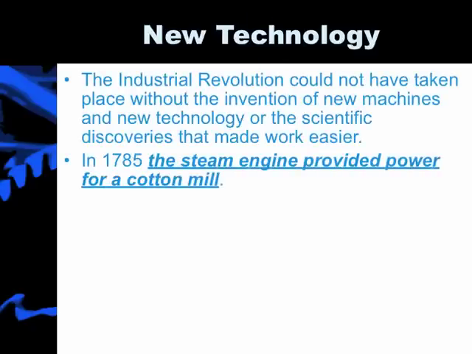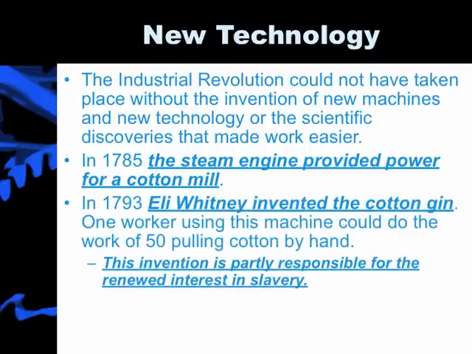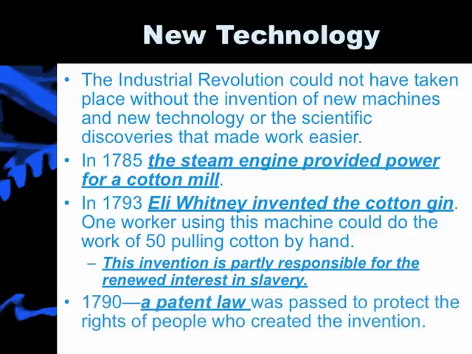New technology. The Industrial Revolution is all about new technology. Some of the new technologies are the steam engine, which is going to provide a ton of power for the cotton mills. And then Eli Whitney, he invented the cotton gin. And the cotton gin can be seen as both a blessing and a curse. One, it's going to allow the plantations to produce much more cotton.